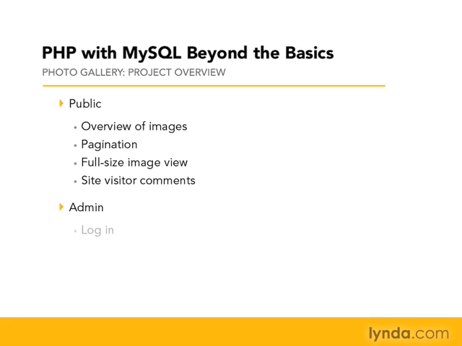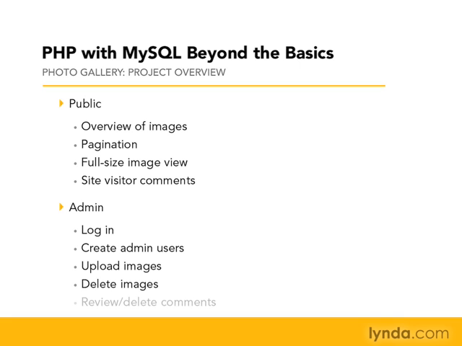In the admin area, of course, we're going to need to have a login area and that functionality. We saw how to do that in the essential training. We'll look at that again from an object-oriented perspective and create admin users so that we have users who can log in. The ability to upload images, that's how we'll get our photographs in there, and of course delete images, and then we'll also want to be able to review and delete comments as well. So that's an overview of sort of the main functionality that I have in mind. We might add a few other features as we're going through, but that'll be the core of our photo gallery.